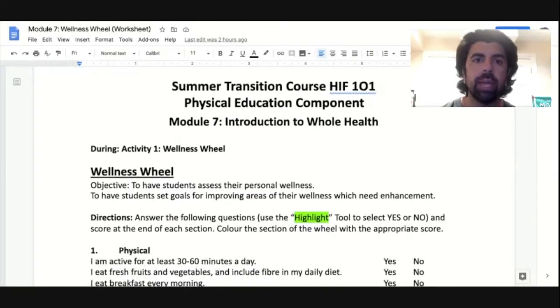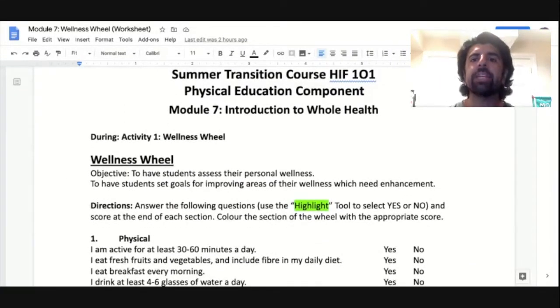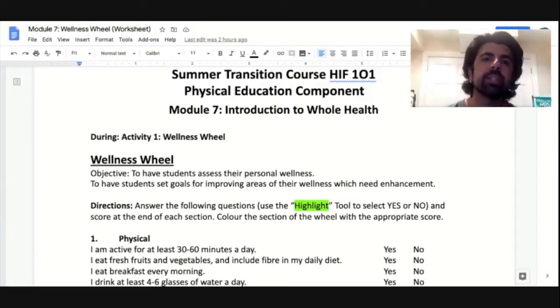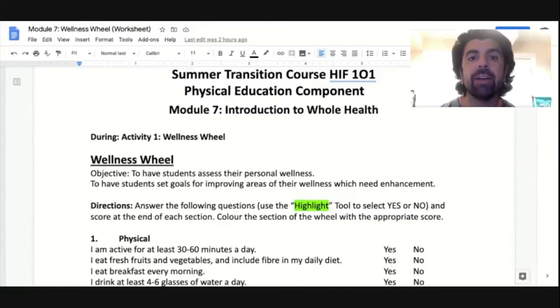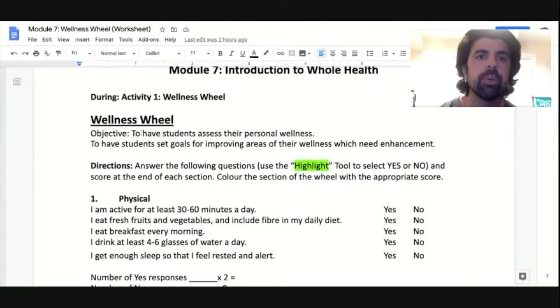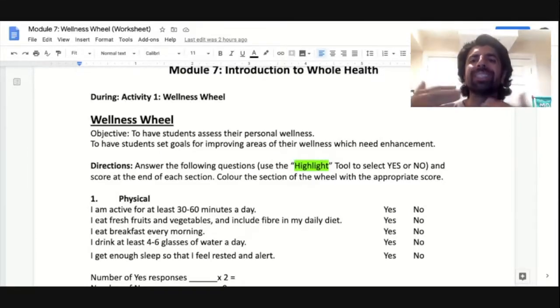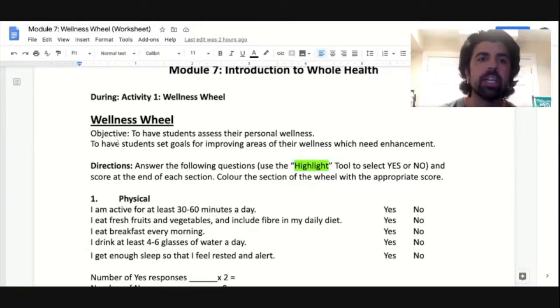Introduction to Whole Health. In this activity, you are going to be completing a wellness wheel. To complete this wellness wheel, you'll have to answer a few questions. So let's go through the instructions. The objective is to have students assess their personal wellness. So you're going to try to figure out what your personal wellness is at this current moment, and to have students set goals for improving areas of their wellness which need enhancements.